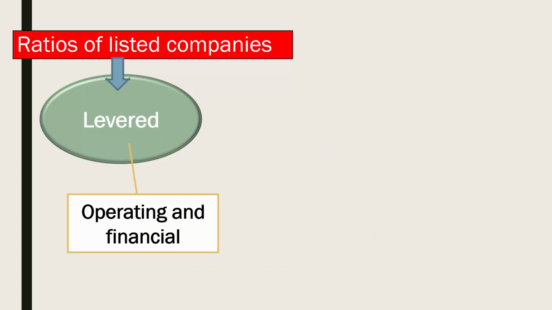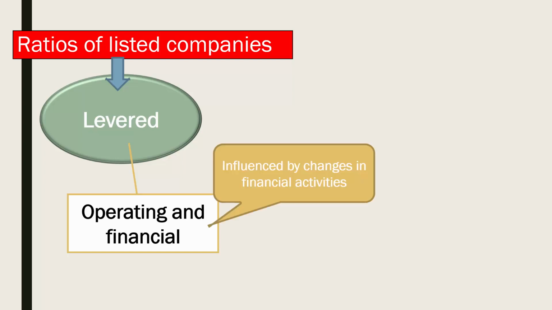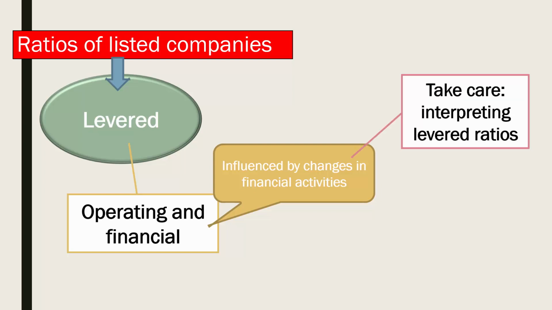Levered ratios include the effects of both the operating and financial activities of a firm. This means they can be influenced by changes in a firm's financial activities, even if there is no change in a firm's operating activities. For this reason, we need to be careful about interpreting levered ratios.